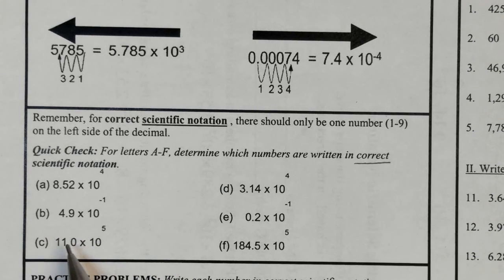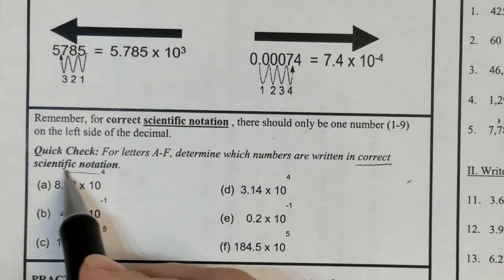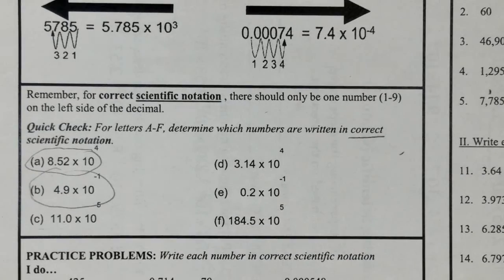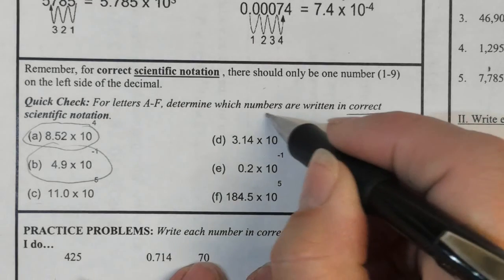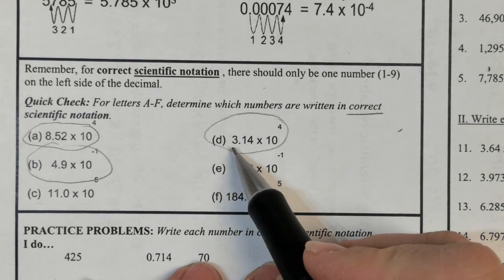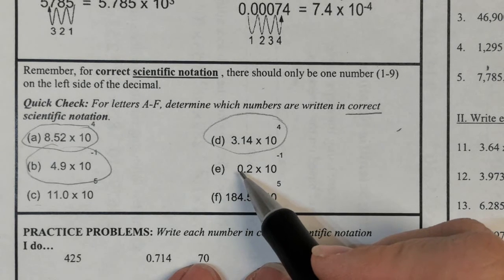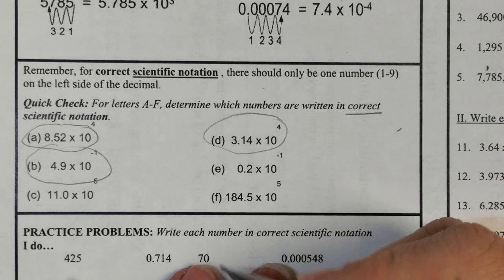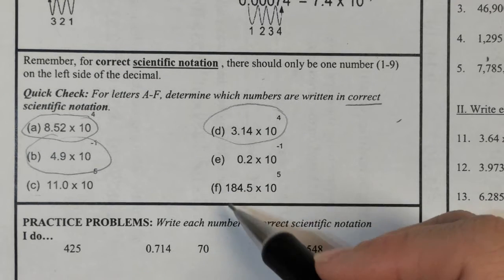Now letter C has 2 digits to the left of the decimal, so that would not be the correct scientific notation. We're going to circle the ones that are. I'm not going to circle C because of that 11. I would have to have the decimal in between the 2 ones. Letter D is fine because it has one number to the left of the decimal. Letter E is not okay because there's no number, there's just a 0 to the left of the decimal. It has to be between 1 and 9. And F is not in scientific notation because it has 184 to the left of the decimal. It can only be 1 digit.